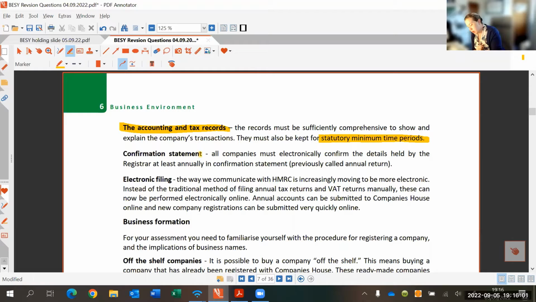Another thing that's important to keep for limited companies is the confirmation statement, and this is just a requirement that the company secretary will usually do. The company needs to confirm all of the details that the registrar, Companies House, holds. So it might be, again, who are the directors, who are the shareholders, when the accounts are made up to, all that sort of thing.